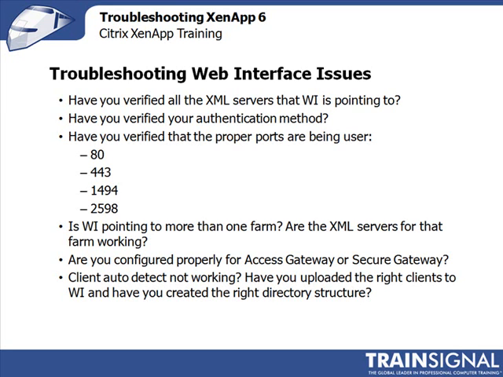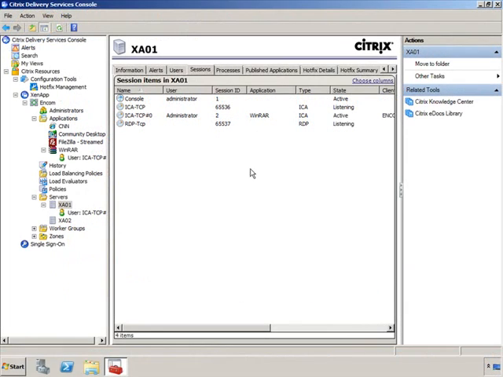Now, let's go ahead and switch over to our server, and let me show you how you can configure the auto client detection if you didn't do it during the installation of web interface. Alright, so as you know, my XenApp server, my XA01 server, is also my web interface server. And in order for us to double check that everything is properly configured for the auto client detection to work properly when users visit the website, we have to take a look at where web interface is installed.